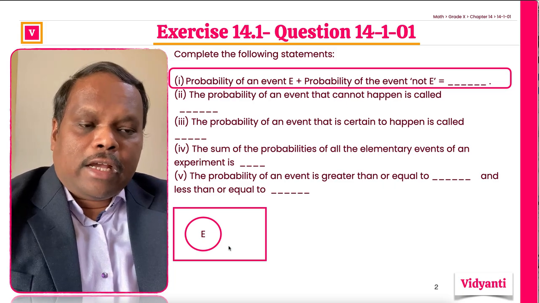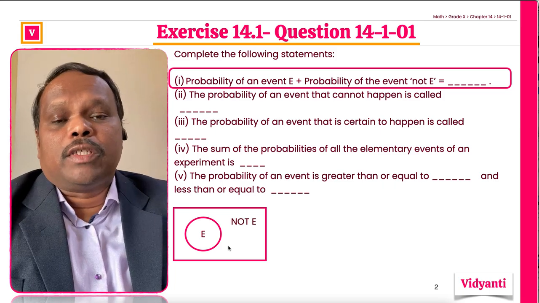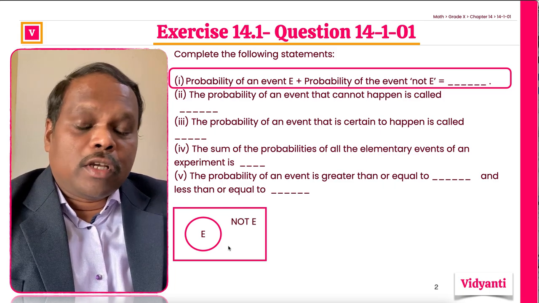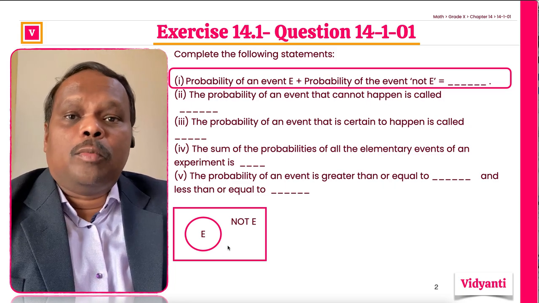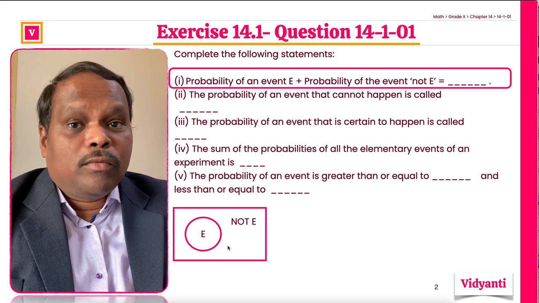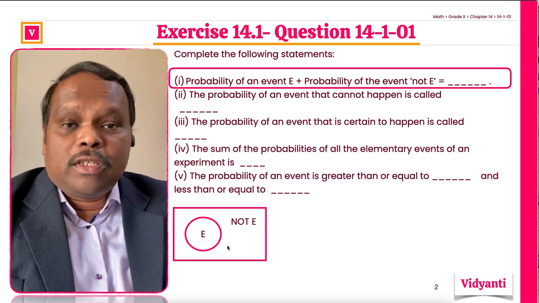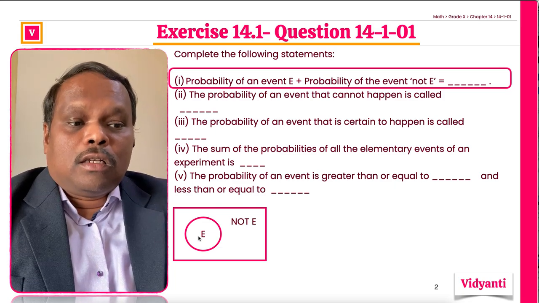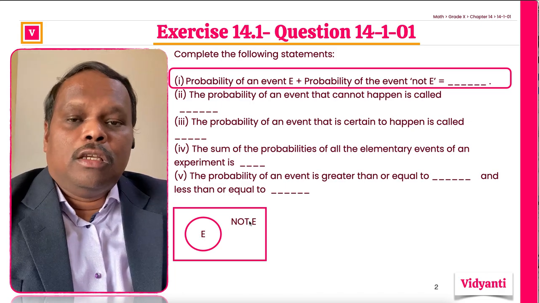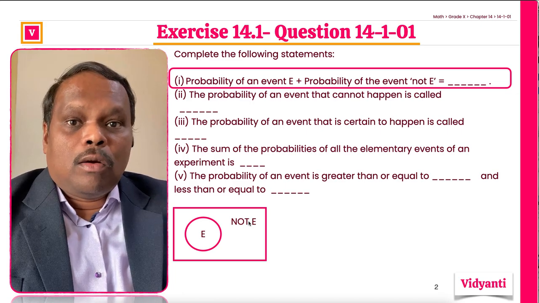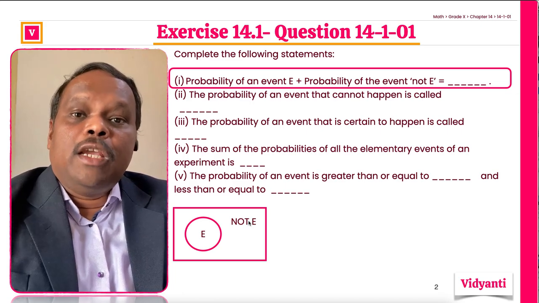What about the area which is outside the circle, but still within the rectangle? That is the area represented by not E. As you can see in this diagram, E and not E together completely occupy this rectangle. So if you add their probabilities, that will cover 100% of the scenario. So that's why probability of event E plus probability of event not E together will always be 1. Or if you would like to express that in percentage, that would be 100%.